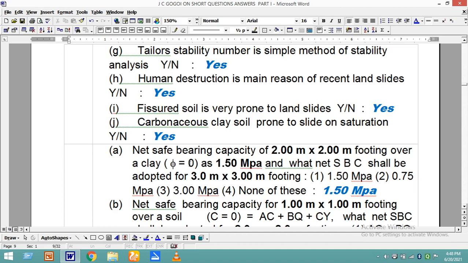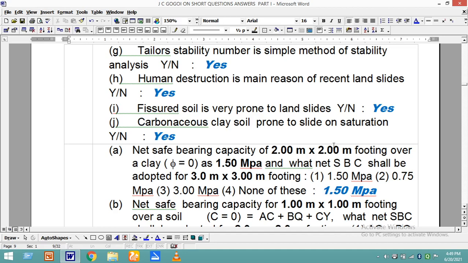Because you see here, when phi is 0, the second and third components will be 0. The equation is N_q minus 1 times q plus half gamma B N_gamma. When N_gamma is 0, the third component will be 0. When phi is 0, N_q will be 1, and in such cases 1 minus 1 is 0. So the second and third components of SBC shall be 0, and the same soil pressure derived from c can be adopted.